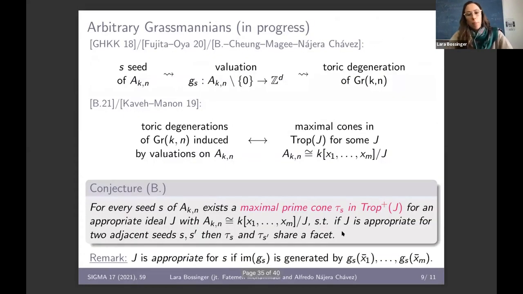And moreover, if this ideal J is appropriate for two adjacent seeds that are related by cluster mutation, then the corresponding cones in the positive part of the tropicalization share a facet. And as a remark, what I said about J being appropriate is exactly the following. If in this quotient the images of the cosets of the generators of the polynomial ring under the valuation generate the whole image of the valuation, then the ideal is appropriate.